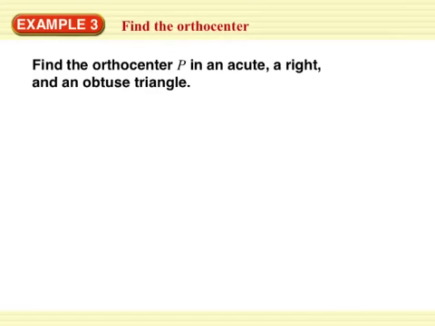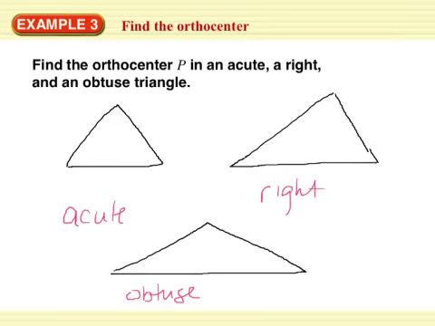Okay, now we need to find the orthocenter in an acute, a right, and an obtuse triangle. So I'm going to go ahead and draw those. So give me a second. So there I have an acute, a right, and an obtuse triangle. For those of you that aren't used to my hand drawing or my drawing of shapes, I apologize.